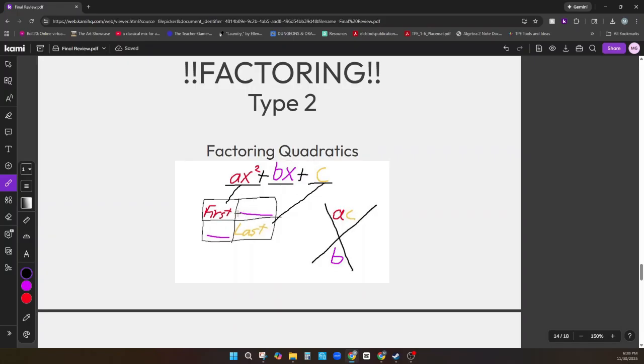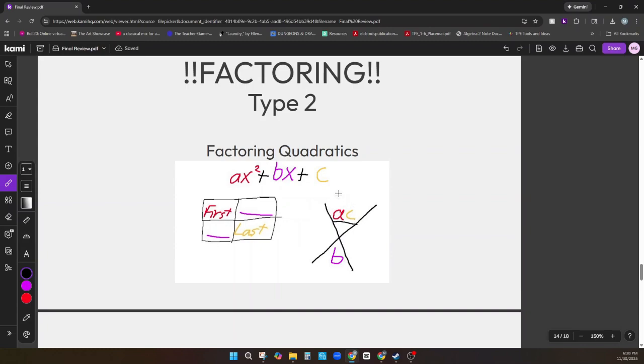Putting our first and last values inside our box is hopefully pretty straightforward. Whatever my ax squared value is, I put in my first box. Whatever my last value is, my c value, I put in my last box. But it gets a little bit more complicated once you're trying to figure out what goes in my other two boxes. And what we should be doing is using this method here, where we have our a and c values.